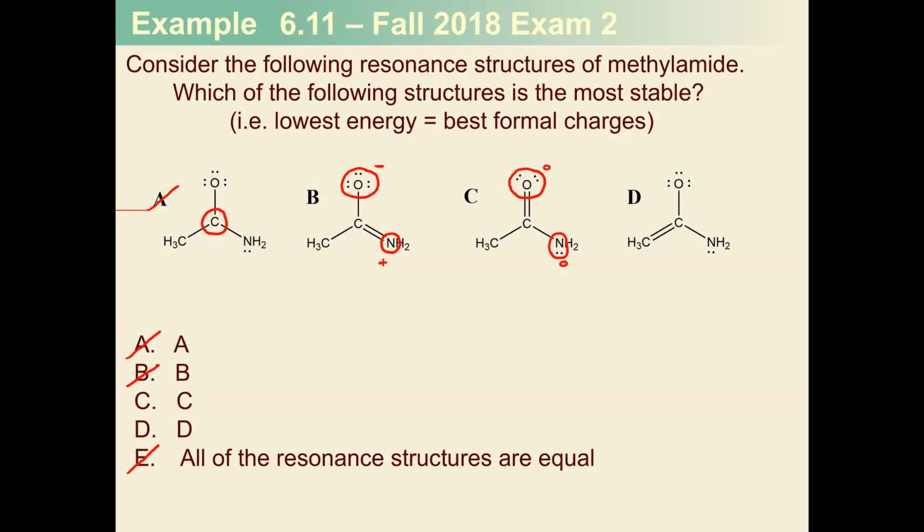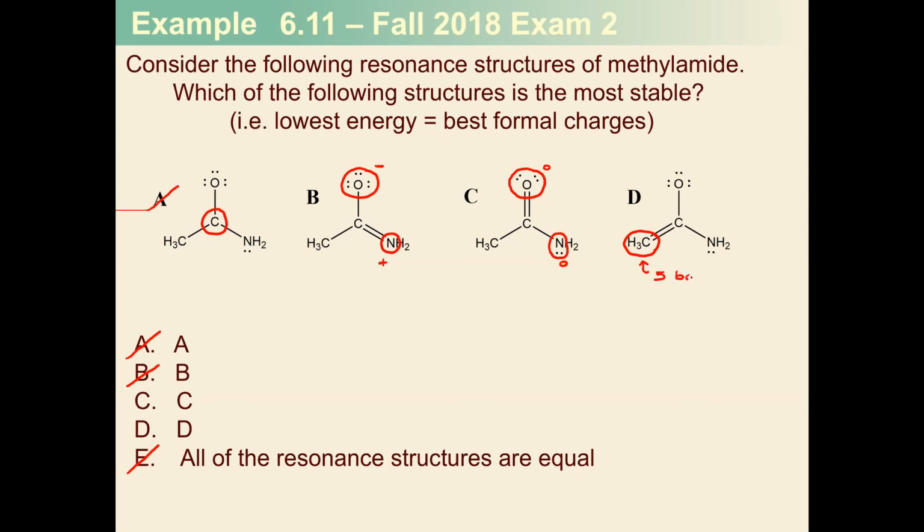Let us go ahead and look at example D. Can anybody see the biggest mistake in here? Even though it looks very similar to our answer B, we have a huge problem, and that problem is right here. Notice that my carbon right here has 5 bonds.